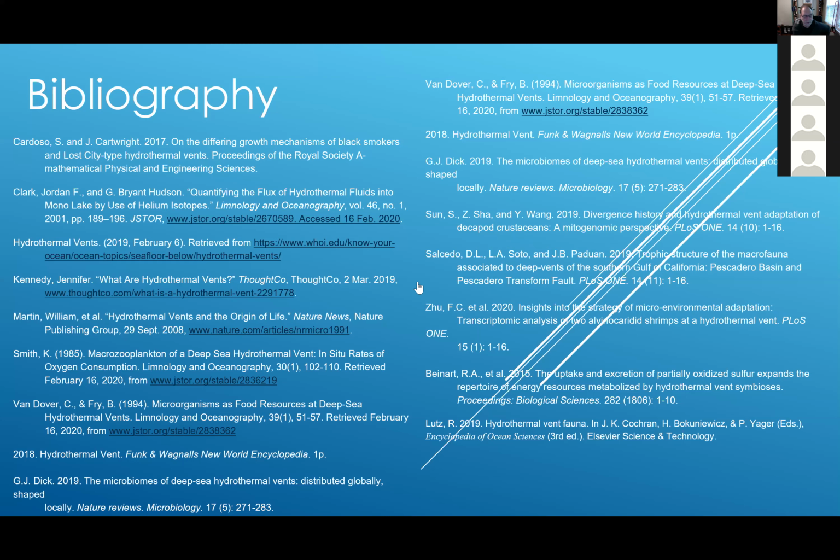Okay, well, you're talking about the difference between white smokers and black smokers, and then vents like the Lost City vents, which are spectacular vents, but they have very different chemistry. So yeah, okay, a lot of questions here.